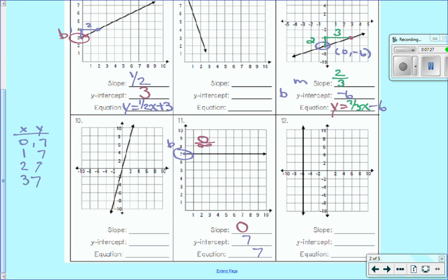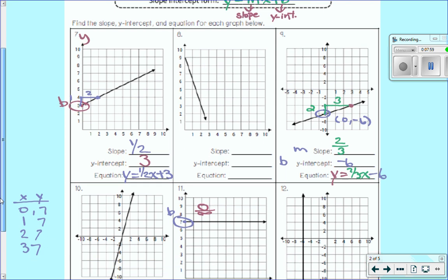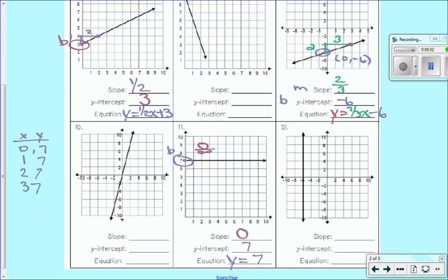So y always equals 7, because there is no slope, right? Are we good with that? Remember, if we substitute in our x value times our slope, but there is no slope. Our slope is what? 0, right? If our slope is 0, any number times 0 is 0. So then you're just left with your y-intercept, right? Agree with that? So that's your equation, y equals 7.